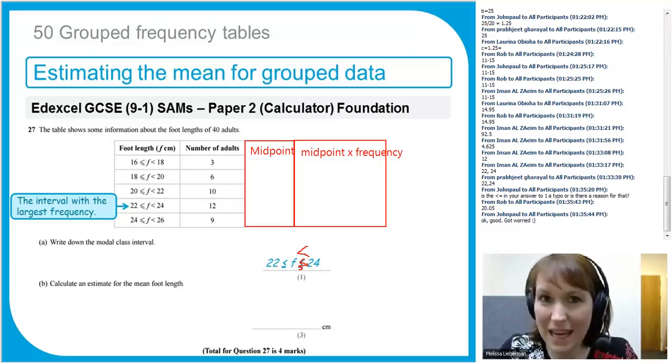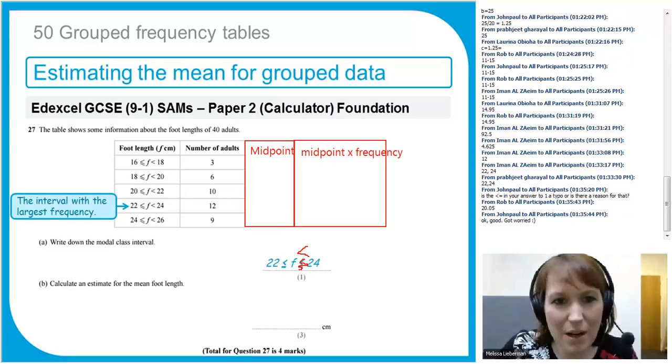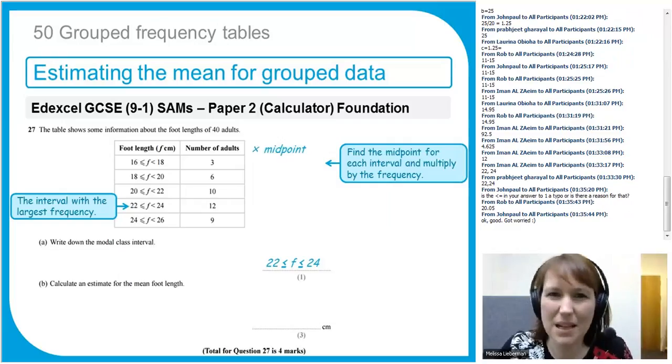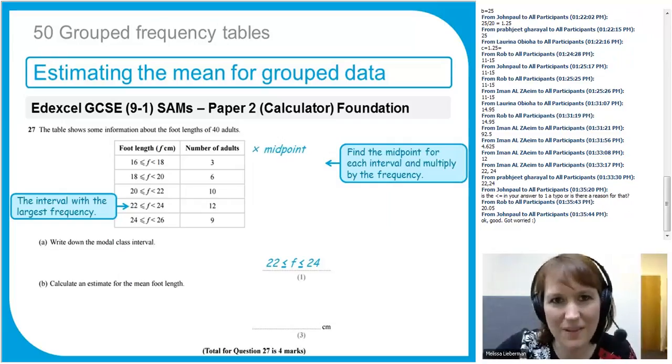You wouldn't get any marks for 12. But I think if you wrote one of those symbols incorrectly, with an equals instead of not an equals, you would get the marks. Okay, so let's work out part B. So what I would do is I need to find the midpoint for each interval and multiply it by the frequency. It doesn't matter what order you do it in, whether you find the midpoint first and then the frequency and then multiply them out. I've done it like this.